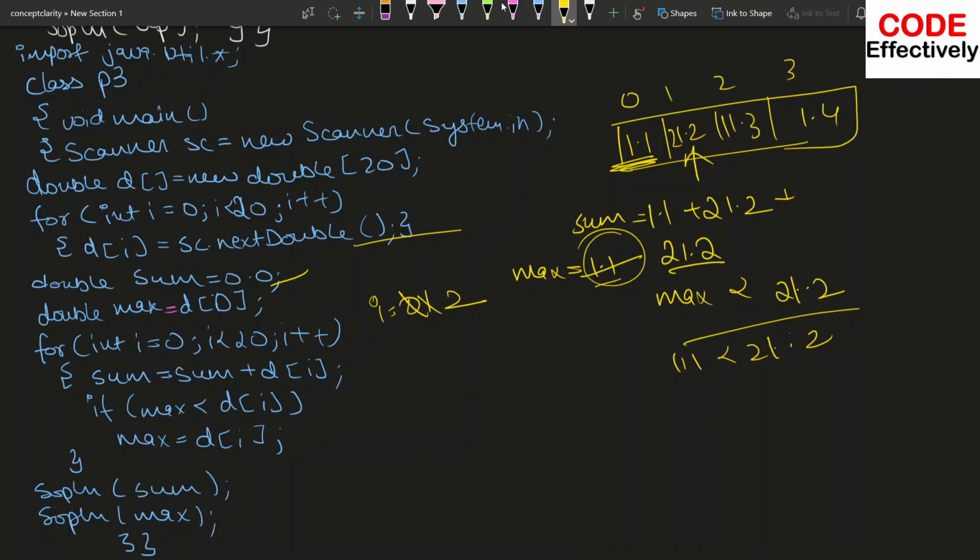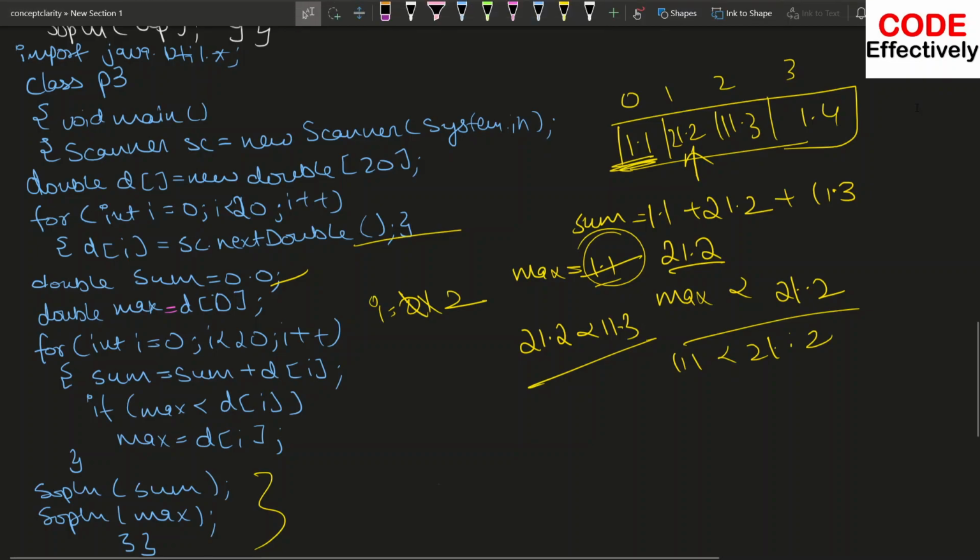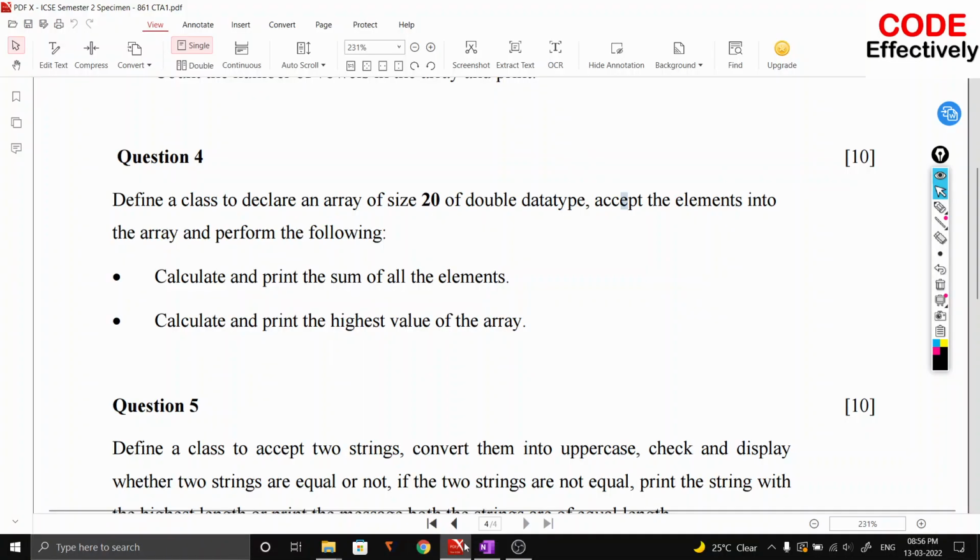We will go, it will be 11.3. And now it will check is max less than D at 2. So what is the value of max? 21.2. Is it less than 11.3? Condition false, so it will not update the value. Similarly, the loop will go on, and finally you will get your values. Okay, so now let us move to this another program that we have to solve.